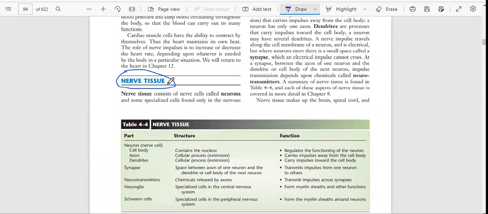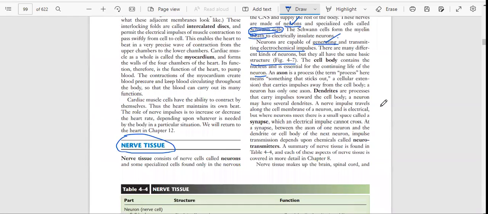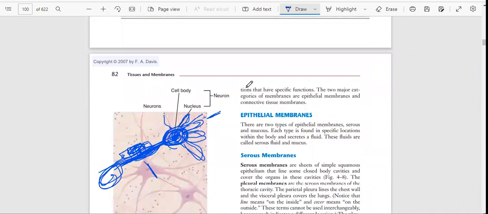Next, dendrites are processes that carry impulses towards the cell body. A neuron may have several dendrites. A nerve impulse travels along the cell membrane of a neuron and is electrical, but where neurons meet there is a space called the synapse. The dendrites receive the information from the other cell, and it will then transfer the information through the axon.